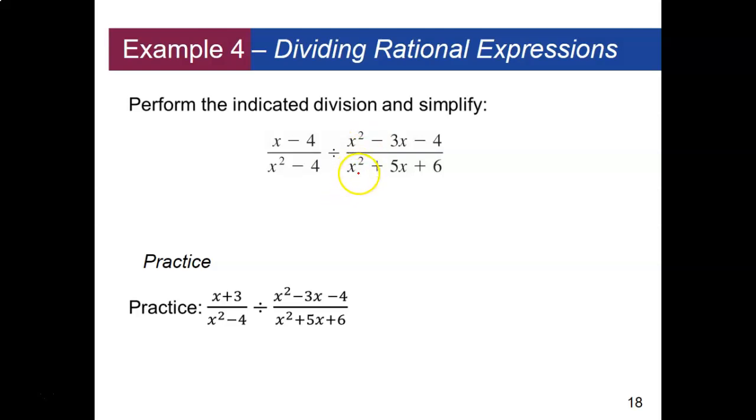Okay, so if we look at this one here, we've got division. So I'm going to go ahead and I'm going to just flip the whole thing. So I'll have x minus 4 and then x squared minus 4. I'm going to multiply that. I'm going to change it from division to multiplication, and then I'm going to flip the second one.